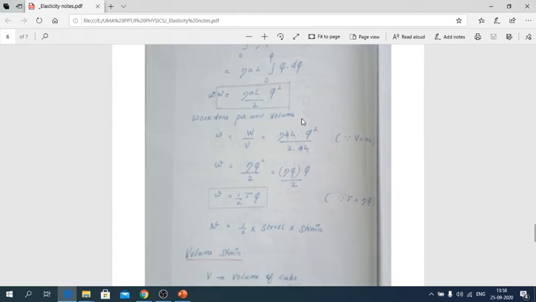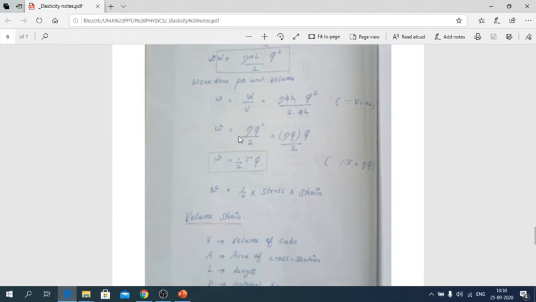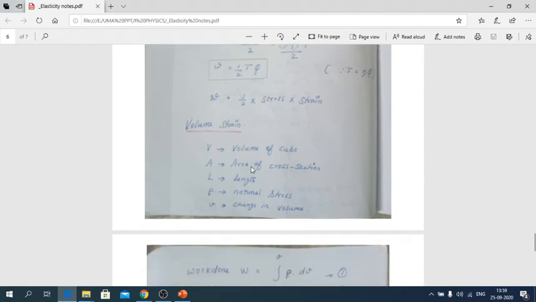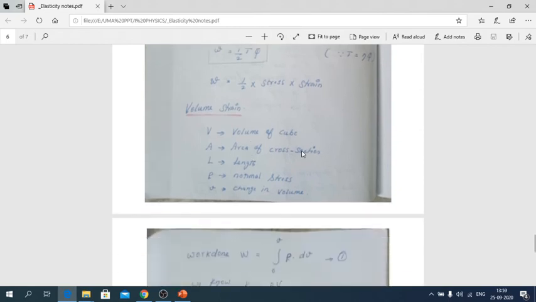Then work done per unit volume is given by the formula W is equal to capital W divided by capital V. So we have to substitute the value and finally we'll get W is equal to half into stress into strain. And simultaneously I'll explain the volume strain also, then I'll move to that part.